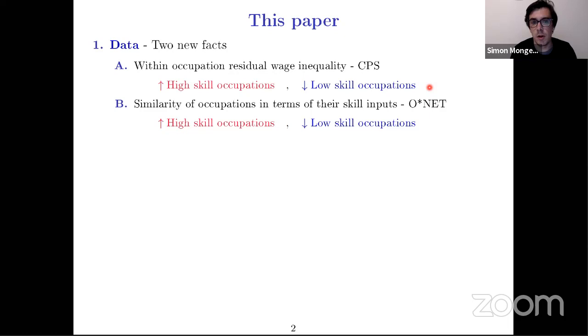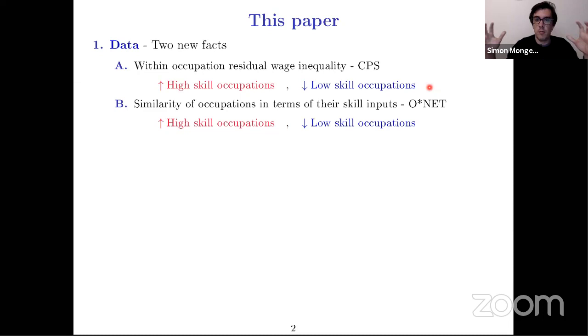We're then going to document what seems like a separate fact using ONET data. We're going to show that at the same time, there's a differential trend in the similarity of what we think are the technical requirements or skill inputs of different occupations. High-skill occupations have become less similar to one another. They've become more different. Meanwhile, low-skill occupations have become more similar, right?